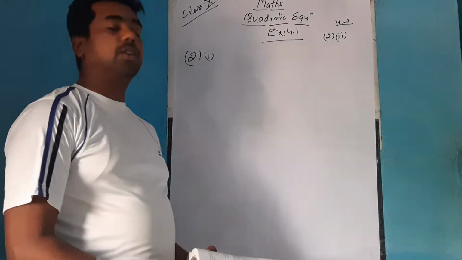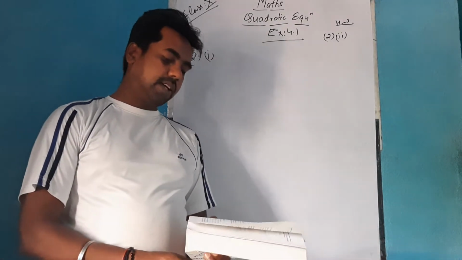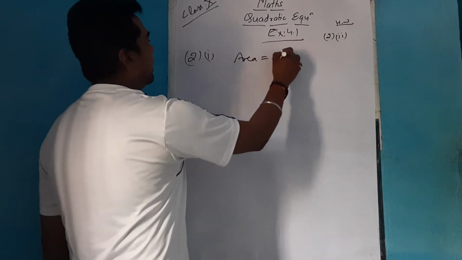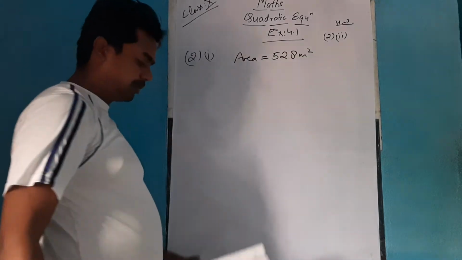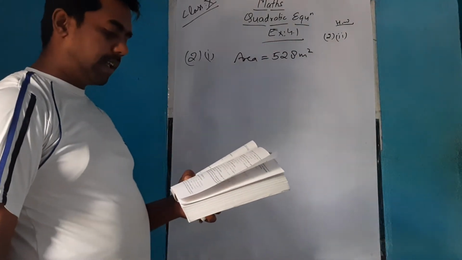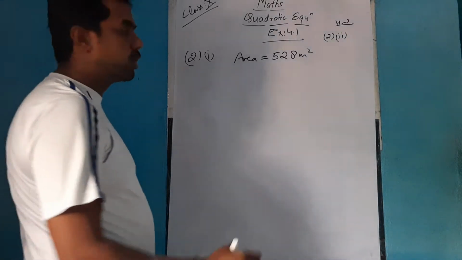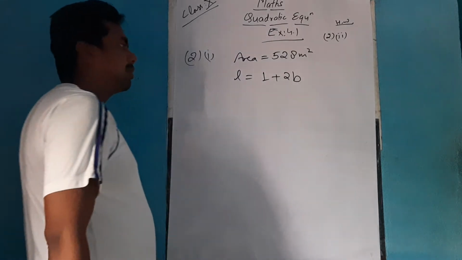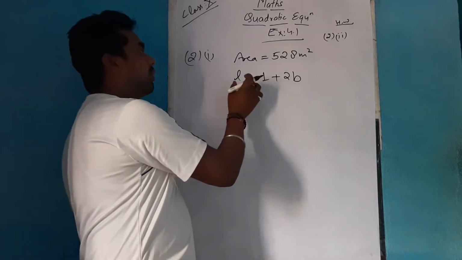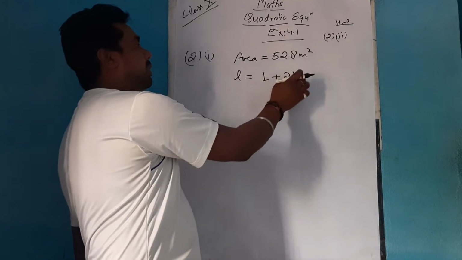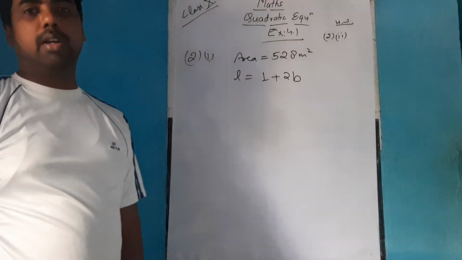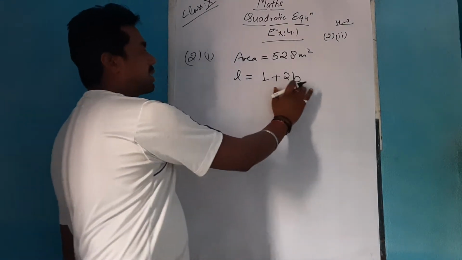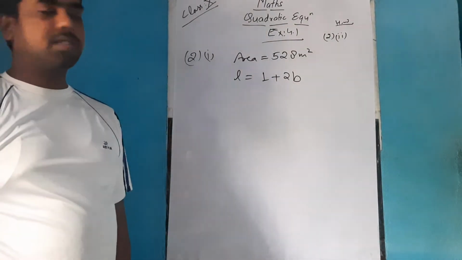So starting from second question, first part, which is given as: the area of a rectangular plot is 528 meters square, and the length of the plot is 1 more than twice the breadth. It means whatever the value of breadth will be, the value of length will be double of it plus 1, according to the statement. As the length of the plot is 1 more than twice the breadth, we'll proceed according to the statement.